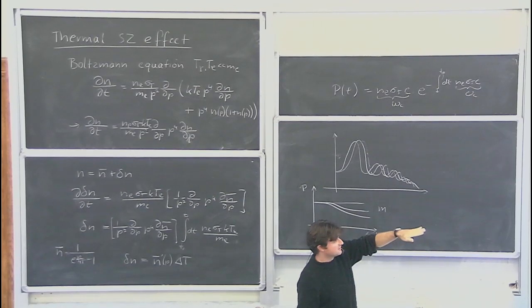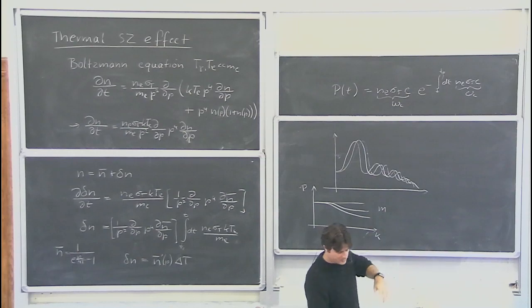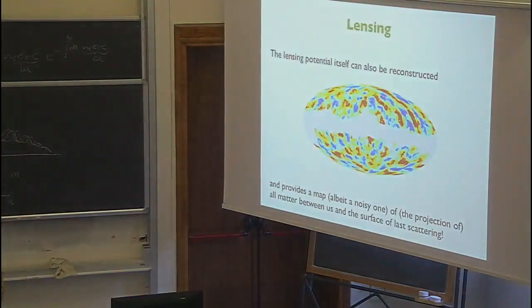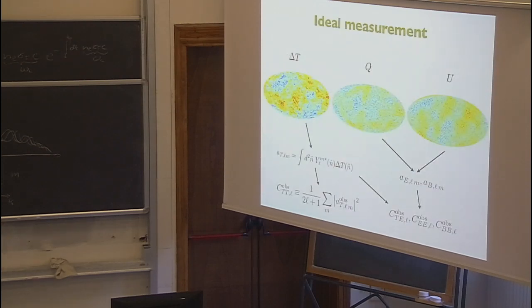This would suppress the structure here in this lensing map. So it suppresses the power spectrum on small scales in the lensing map. And this is something that you can try to look for. Does that make sense? Any other questions?